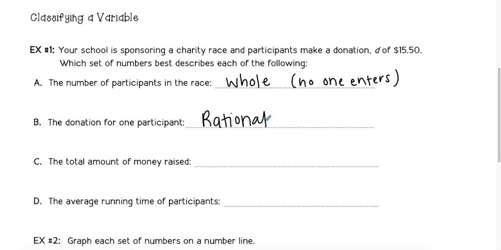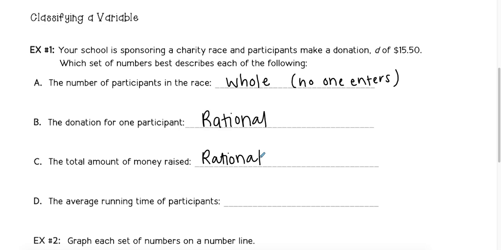All right, the total amount of money raised. Well, it could go one or two ways. So if there was an even amount of people that entered, then it would be a whole number, right? Because 50 cents and 50 cents gives me a whole dollar, there would be no decimals. But we don't know how many people are entering the race. So it could be even or odd. So the most specific thing I could say is that this is rational because we don't know if there's going to be 50 cents at the end or not.